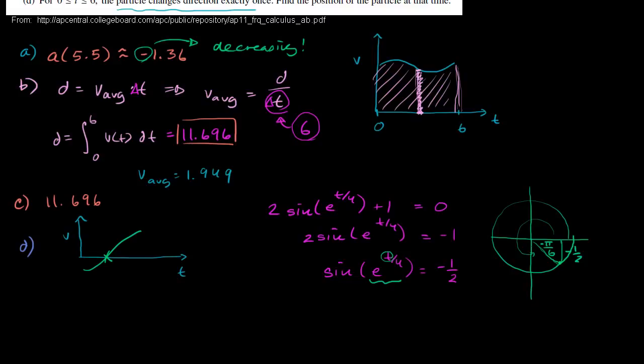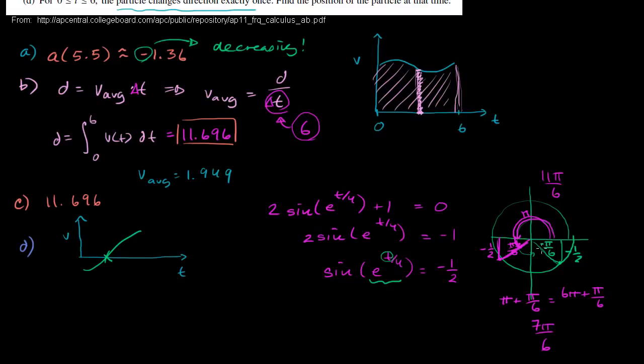And then the other point on the unit circle where the sine is -1/2 is right over here. To get over there, we would have gone pi first, and then another pi over 6. So this angle right over here is pi plus pi over 6, which is equal to 6 pi over 6 plus pi over 6, or 7 pi over 6. And this angle right over here would be 11 pi over 6.